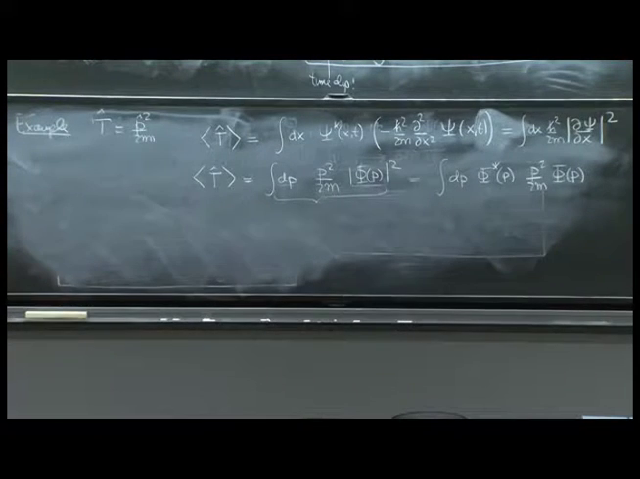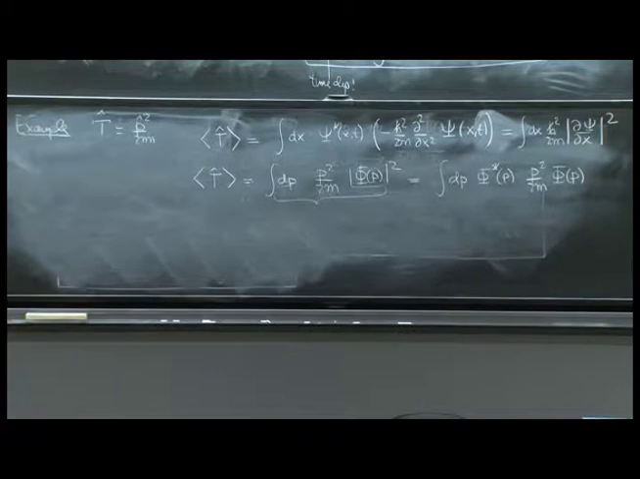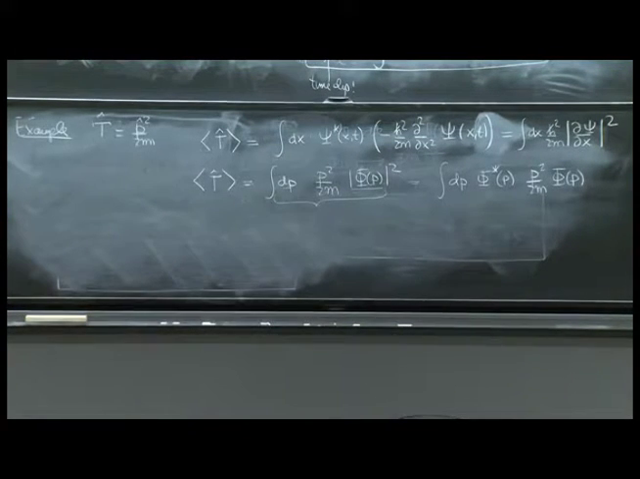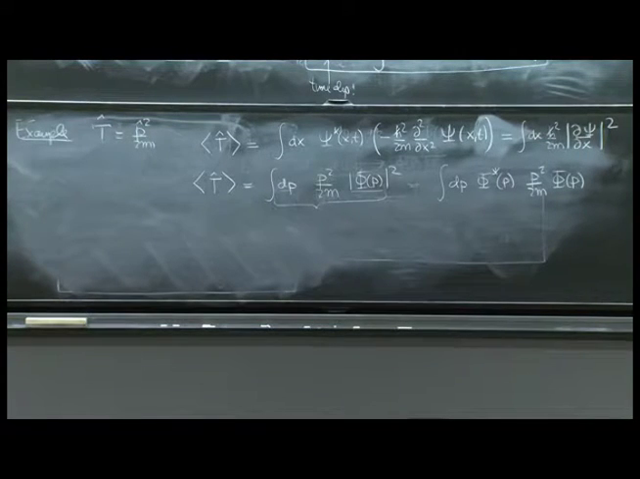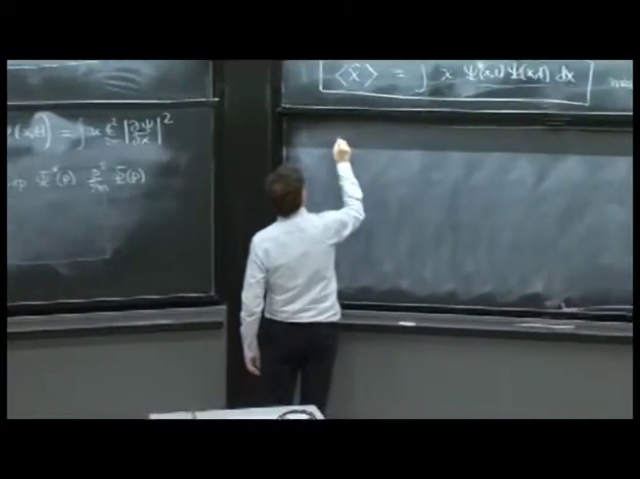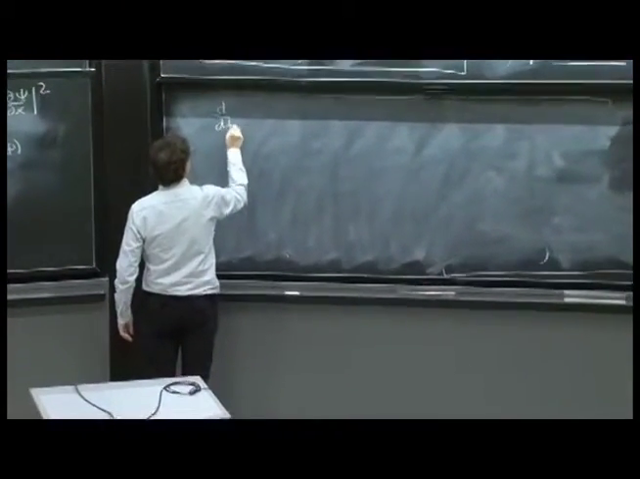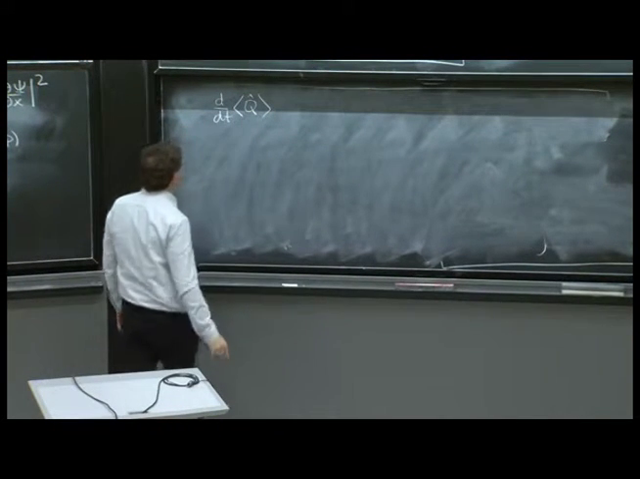It's a statement about the time dependence of the expectation values. It's a pretty fundamental theorem. So here it goes. You have d/dt of the expectation value of q. This is what we want to evaluate.